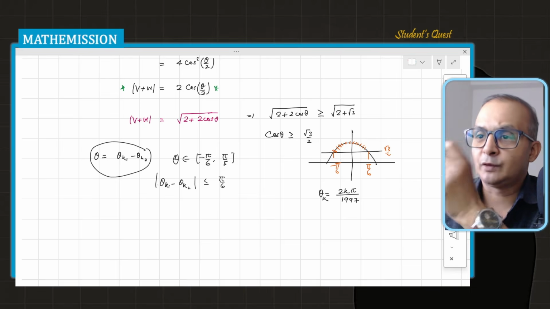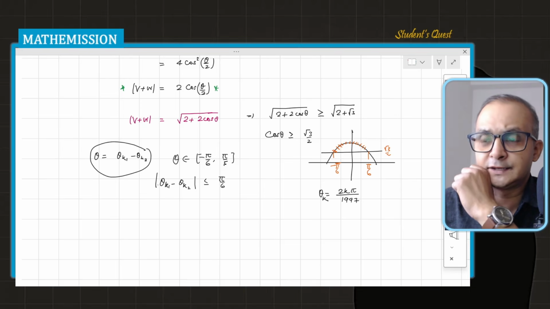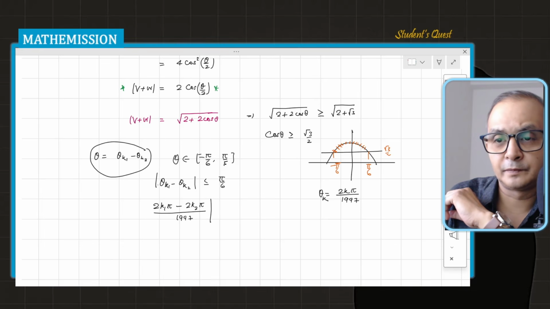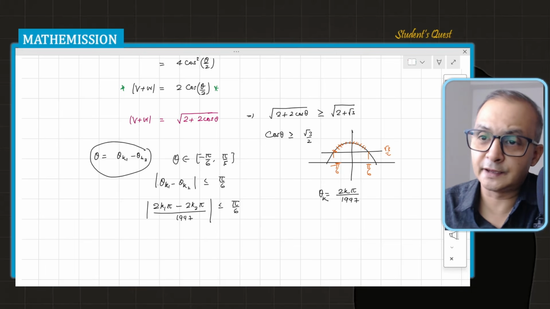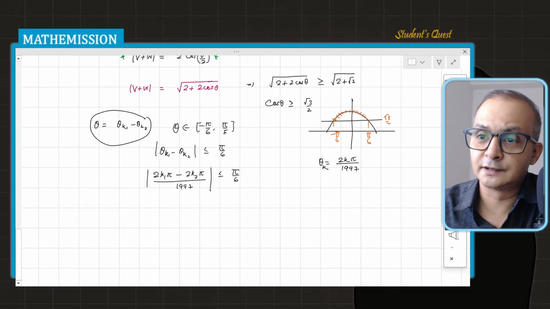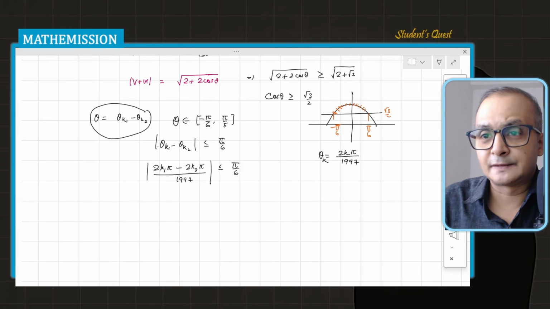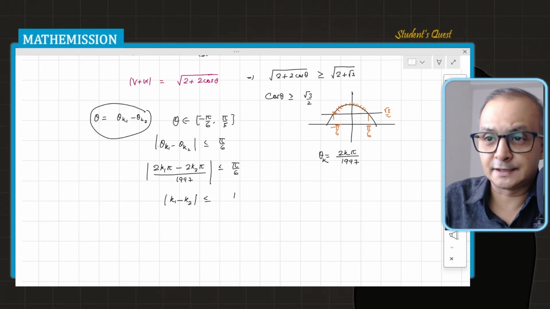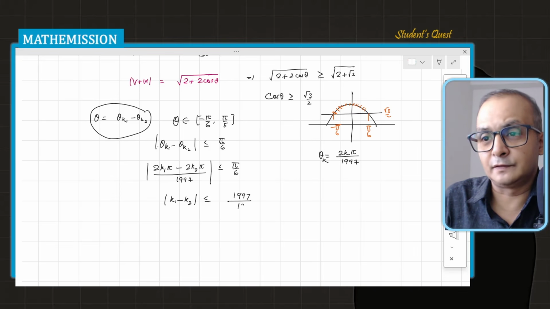So if I want to find the k1, I will get it here: 2 k1 pi minus 2 k2 pi, mod 1997, and that is pi by 6 as it is. You can notice that the pi I can take common and that will get cancelled. So what I'm getting is k1 minus k2 mod on the top, and this side I'm getting as 1997 by 12.